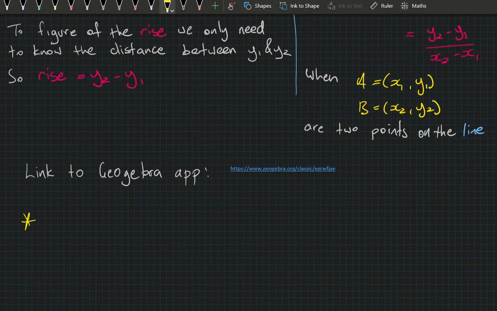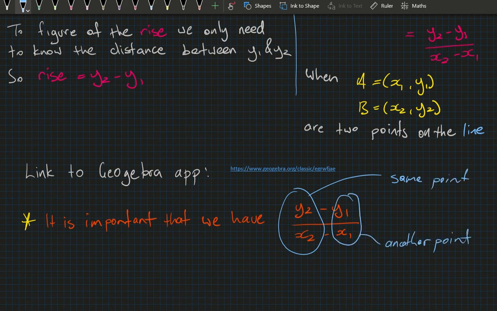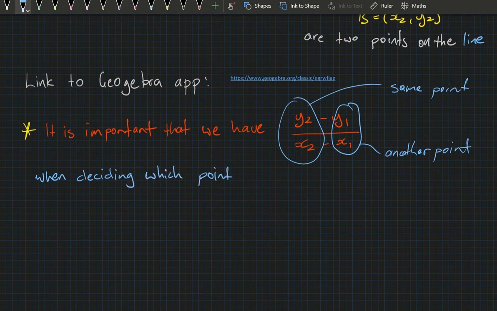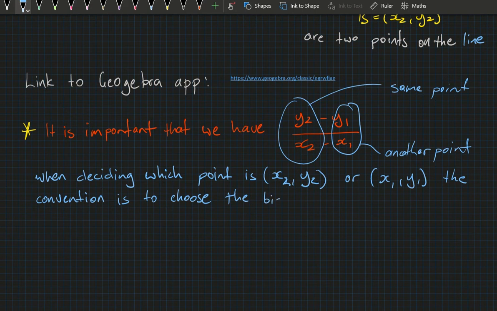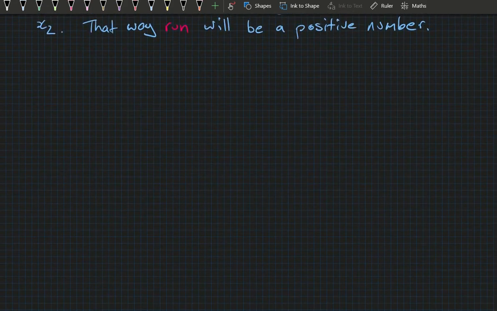Before we move on to the example, I would like to make one more point. It is important to note that we have y2 minus y1 divided by x2 minus x1, and that y2 and x2 are the same point, and y1, x1 is another point. When deciding which point is x2, y2, or x1, y1, the convention is to choose the bigger value of x to be x2. That way run will be a positive number. Let's put these concepts to work with a real problem in example 19.